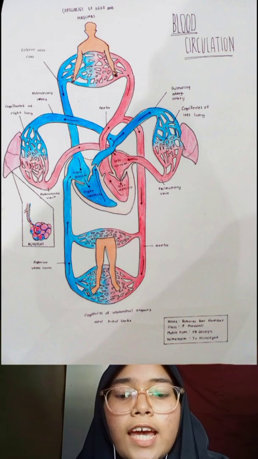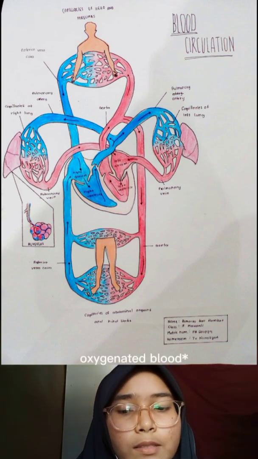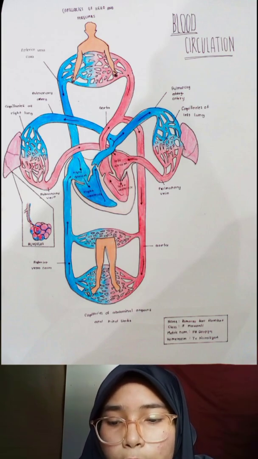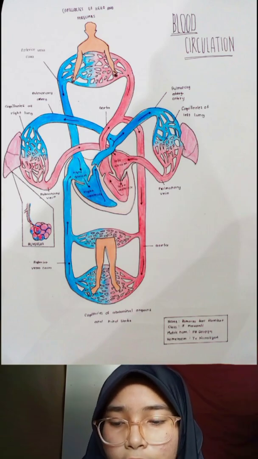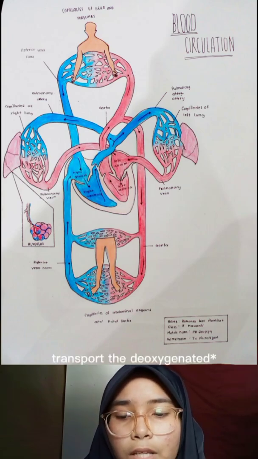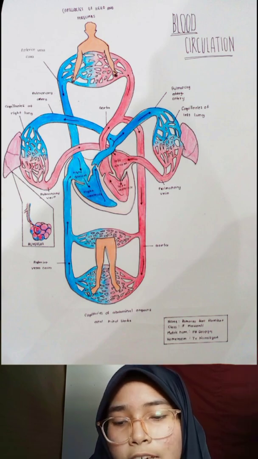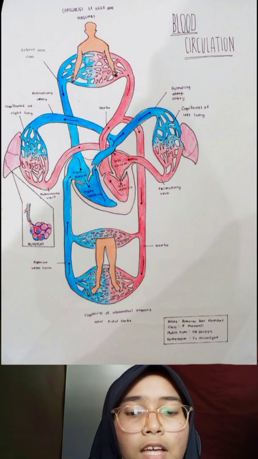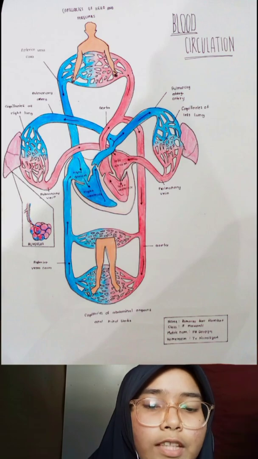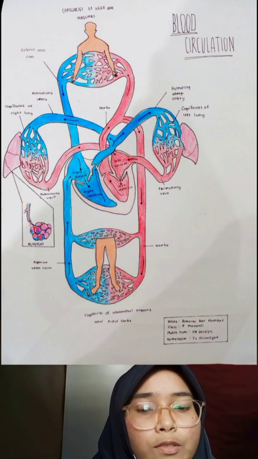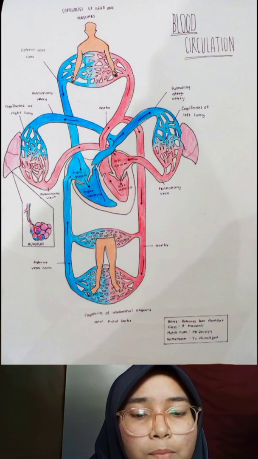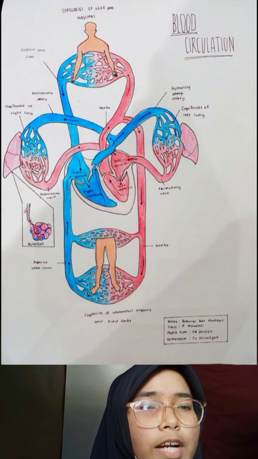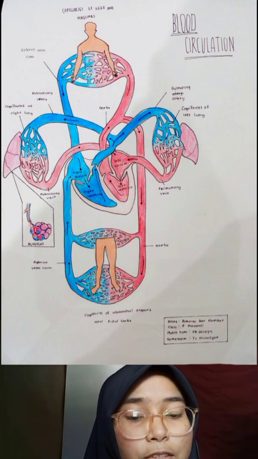Now we're moving to the transportation of deoxygenated blood. So the oxygenated blood from the capillaries of our right and left lung will transport the deoxygenated blood back to your heart, which is the left atrium. The left atrium will squeeze and pump to the left ventricle, using the bicuspid valve, and the bicuspid valve will close so the deoxygenated blood won't go back to the right atrium, to the left atrium.